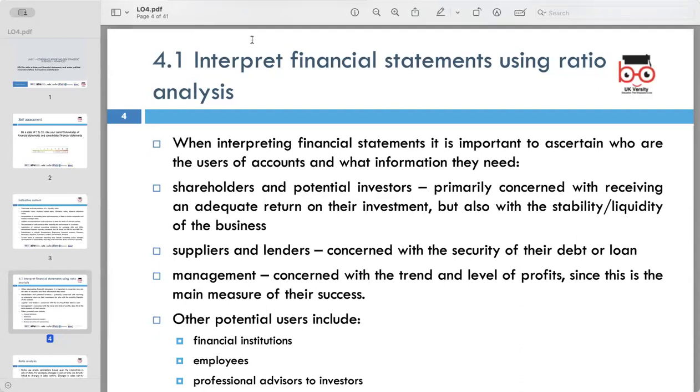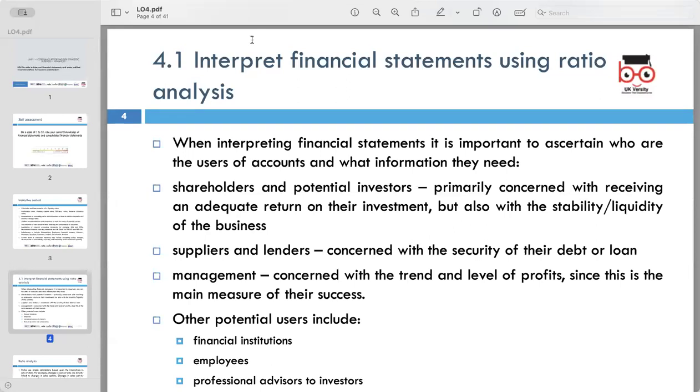Okay, so when delving into the realm of financial statements, it becomes imperative to identify the primary users of these accounts and the specific information they seek. Shareholders and potential investors, for instance, are chiefly concerned with not only receiving a satisfactory return on their investment, but also with gauging the stability and liquidity of the business they are invested in.